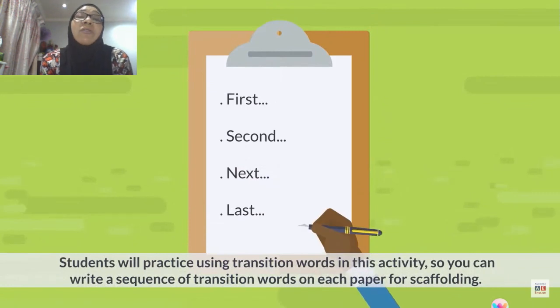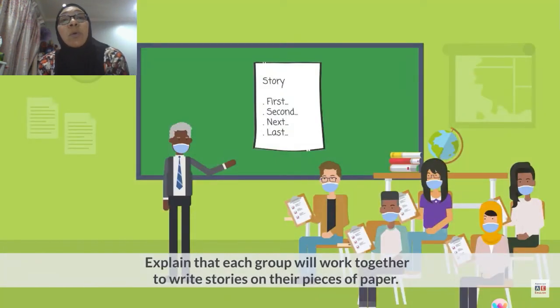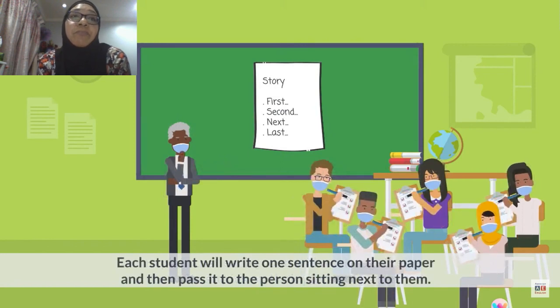So I need you to practice using transition words in this activity, so you can write a sequence of transition words on each paper for scaffolding. Have a look at the example, please. First, second, next, last. So you will be working together to write stories on your pieces of paper. That's what you have to do.